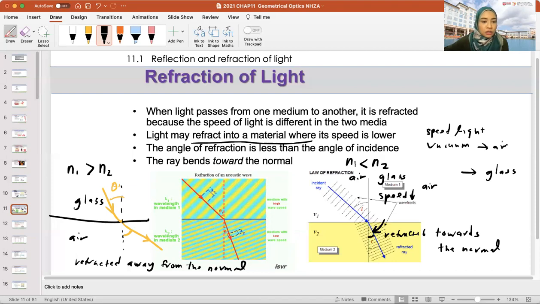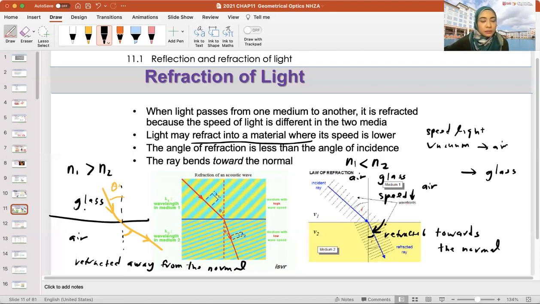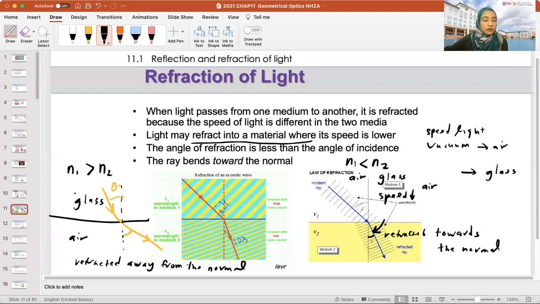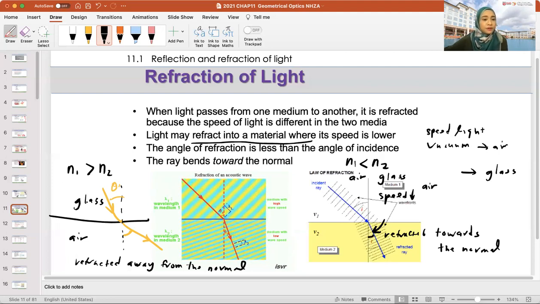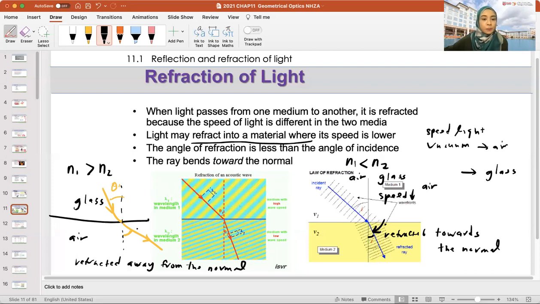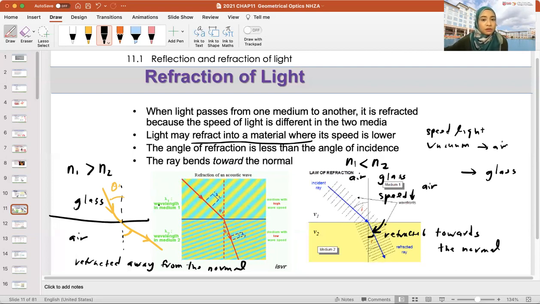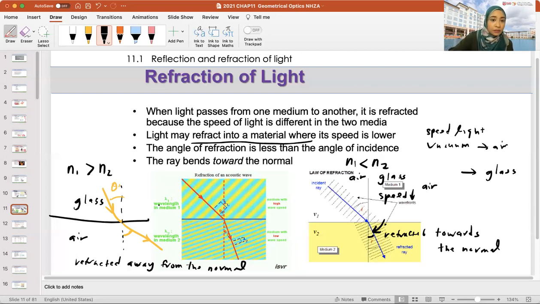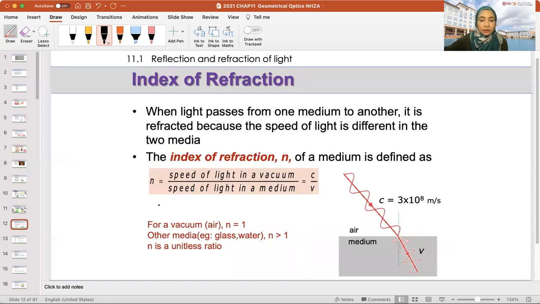And then when we are traveling from a medium of high density to low density, or with a high index of refraction to a medium of low index of refraction, the light will be refracted away from the normal. This is something that you need to remember, okay?